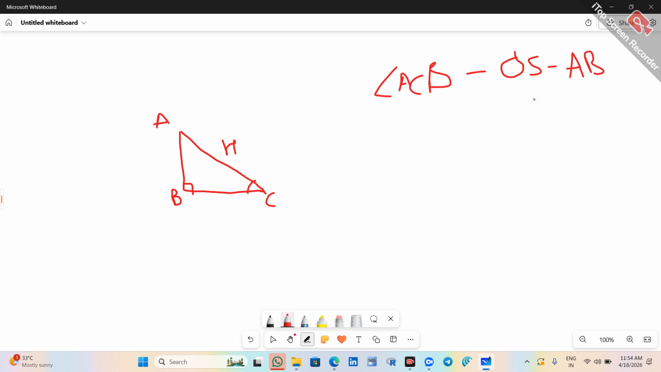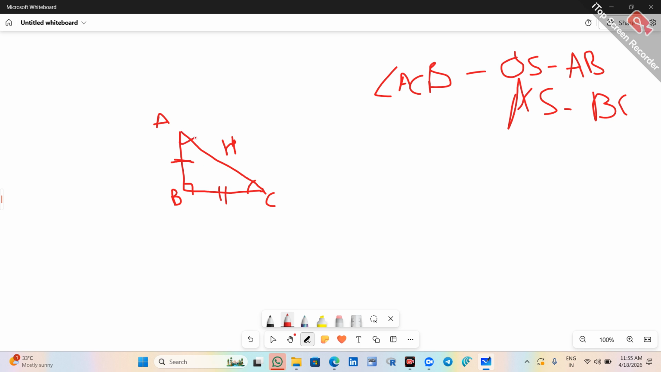AB is the opposite side. And the adjacent side will be BC. Whatever side touches the angle will become the adjacent side, and whatever side is opposite to this angle will be the opposite side. And the hypotenuse is fixed. The longest side will be the hypotenuse.